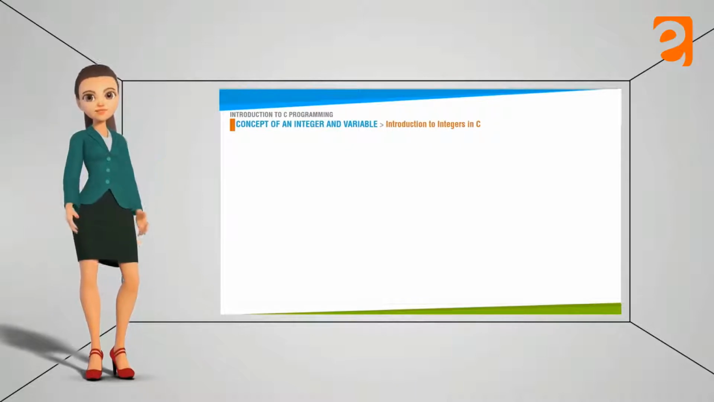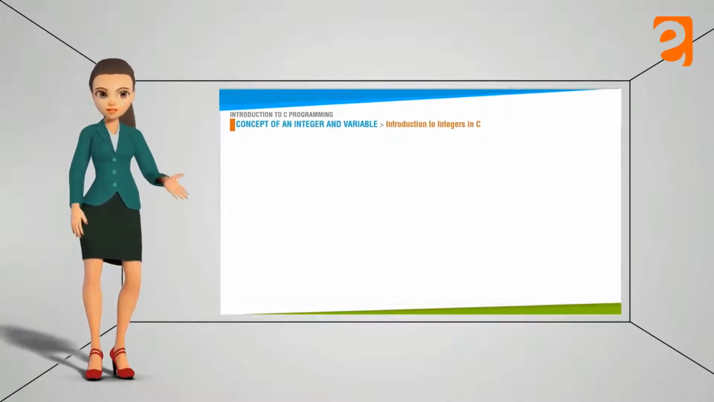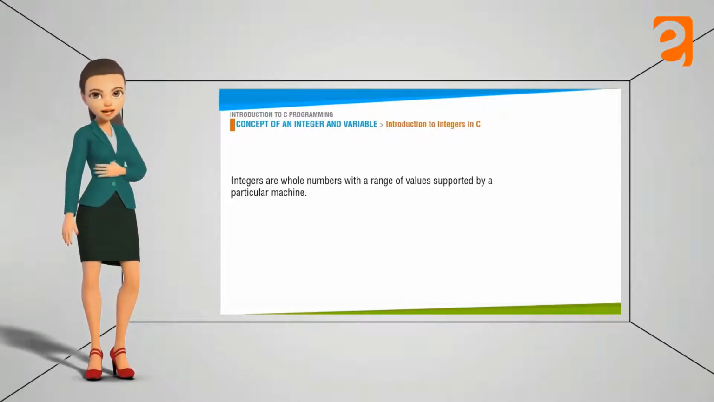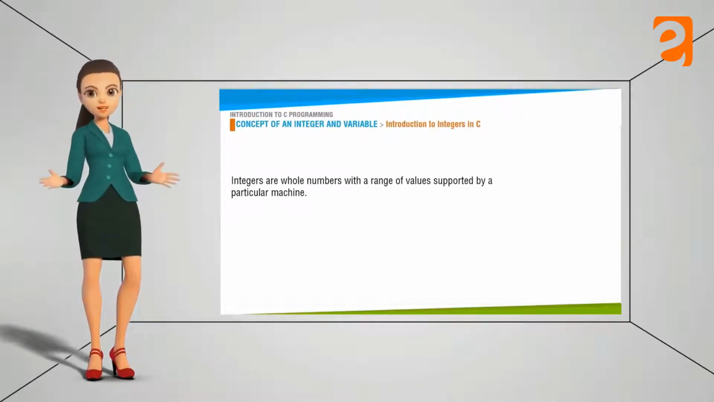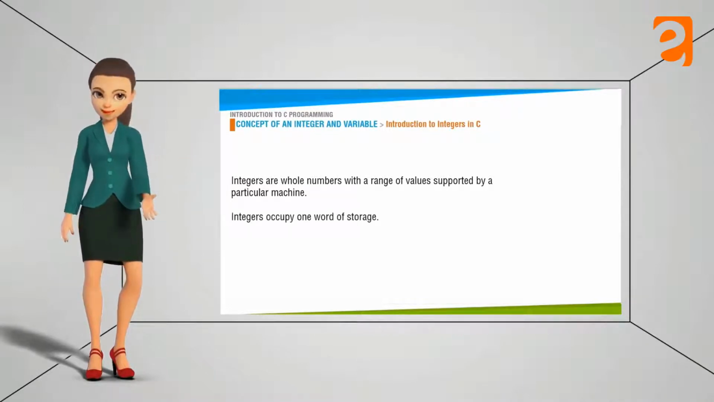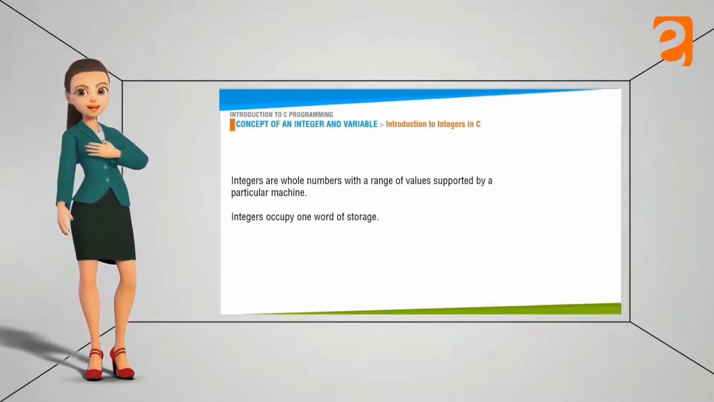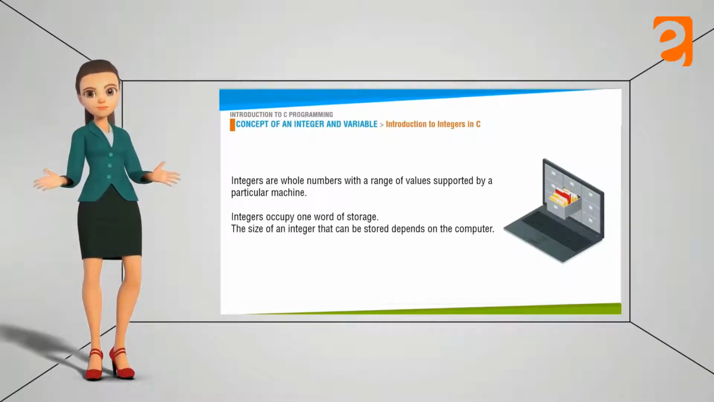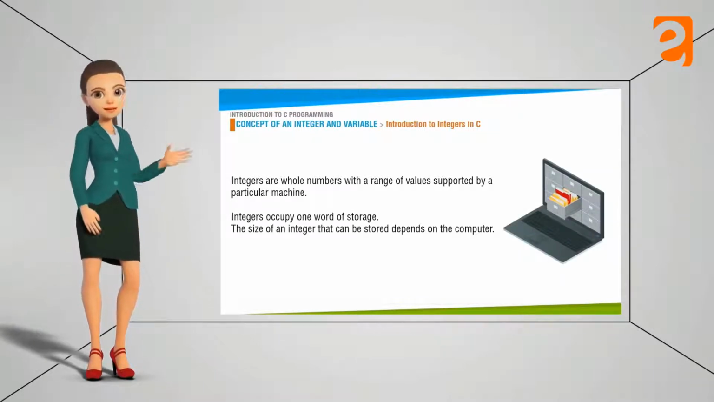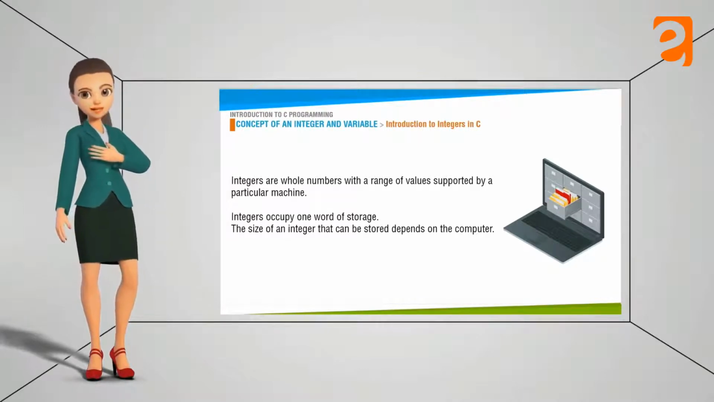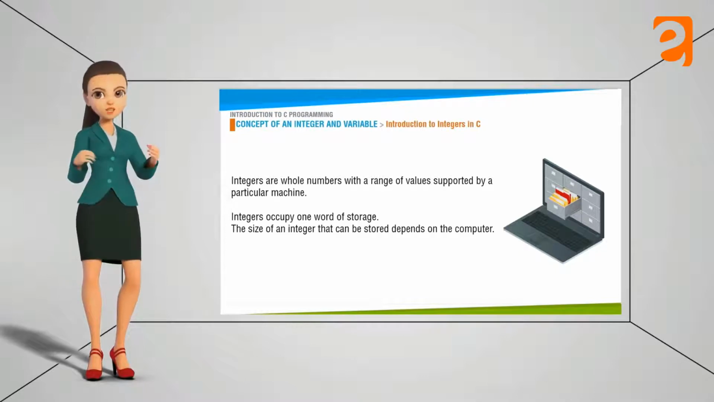Let us now discuss more about the concept of integers. Integers are whole numbers with a range of values supported by a particular machine. Generally, integers occupy one word of storage, and since the word sizes of machines vary, typically 16 or 32 bits, the size of an integer that can be stored depends on the computer.